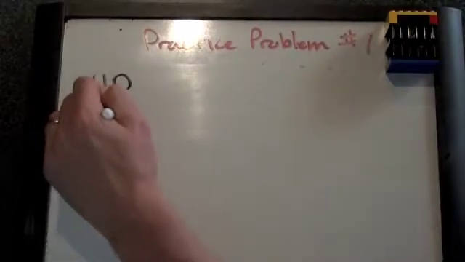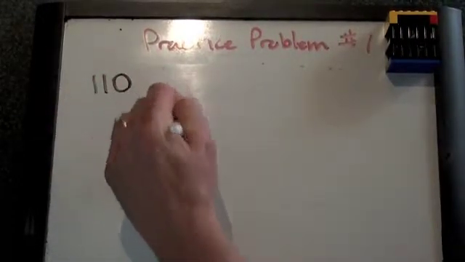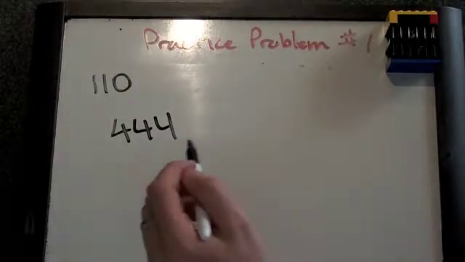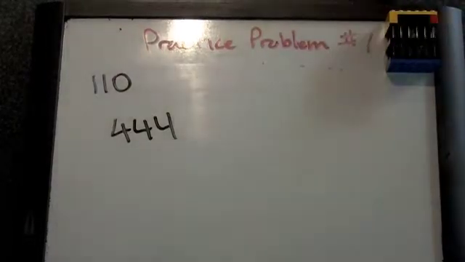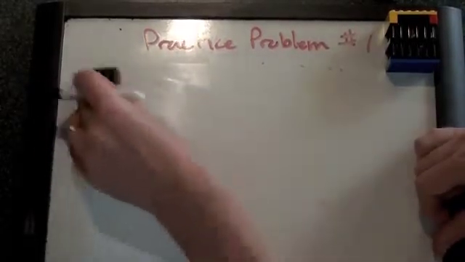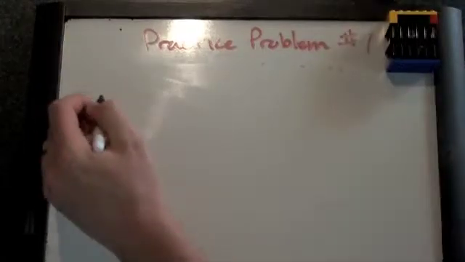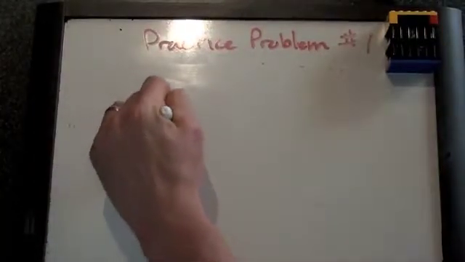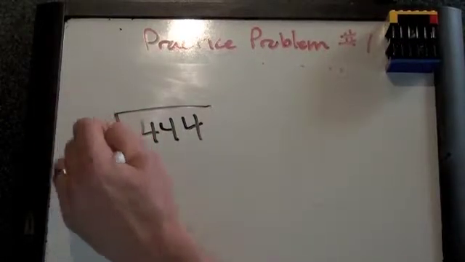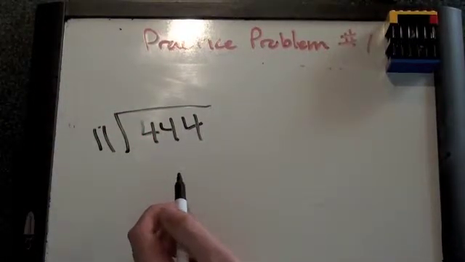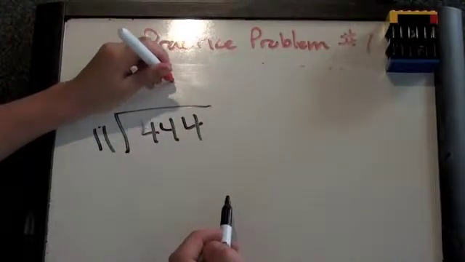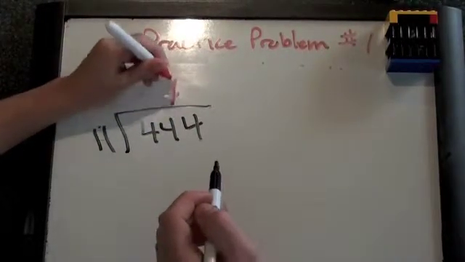So 444, is that divisible by 2? Yes, it's even. Now we have to figure out, is 444 divisible by 11? Well, 44 is divisible by 11. Is 444 divisible by 11? Let's divide it by 11. 11 goes into 4 0 times. It goes into 44 4 times.